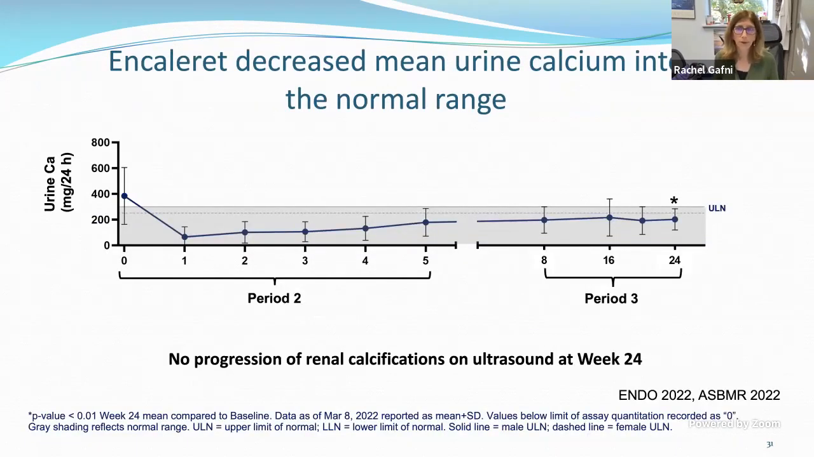What about 24-hour urine calcium? We see here that Encalaret decreased the mean urine calcium from a high level at baseline into the normal range, which is really exciting. So not only were we correcting the low blood calcium, but the urine calcium also came down. And we didn't see any progression of renal calcifications on ultrasound at week 24, but of course, we're continuing to follow this in the long-term extension.